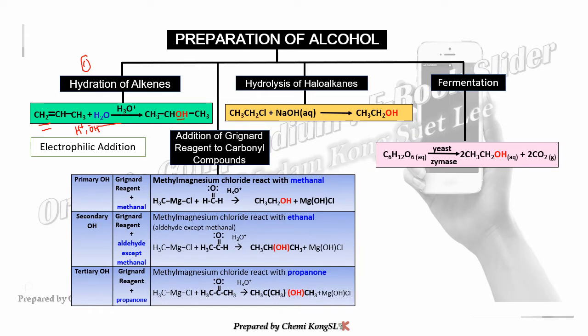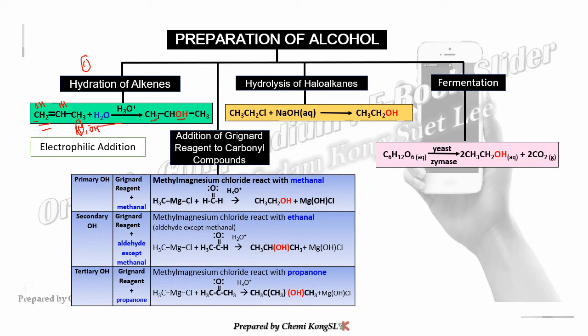The electrophile, H+, will be added to the carbon with greater number of hydrogen. So there are 2 hydrogen over here and 1 hydrogen over C2. So meaning that hydrogen is added to C1 and hydroxide is added to C2. So 2-propanol is formed.